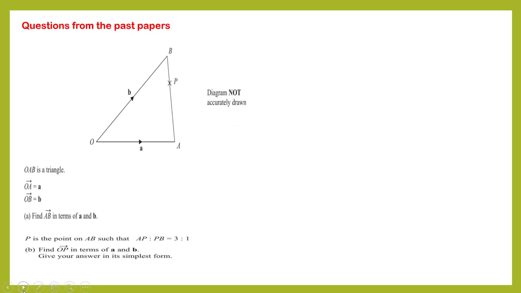The first example says OAB is a triangle, OA equals a, OB equals b. We need to find the vector AB in terms of a and b. This is the first part. In the first part, we need to find the vector AB.